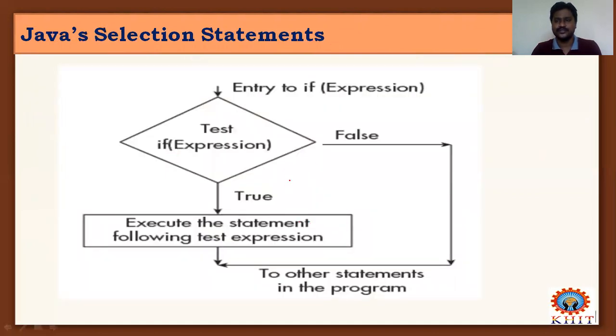And this is the flowchart to understand the if condition. First, test the expression of this if statement. If it is true, then we execute the statement following it. Or if it is false, then it automatically goes to the other parts of statements in the program, and finally it goes to execute the remaining part. So this is the simple flowchart to understand the if statement.